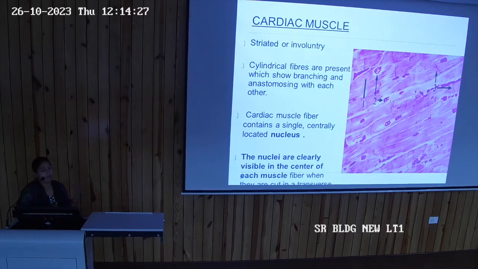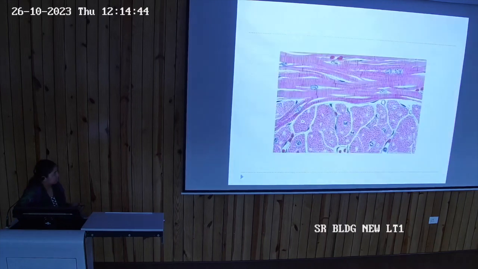We have not seen any branching pattern in the skeletal muscle fibers. But these cardiac muscle fibers have the branching pattern. So these muscle fibers are running longitudinally and they branch. So this branching is very clear in this picture. These are the individual muscle fibers which are branching and anastomosing with each other. So they have striations.